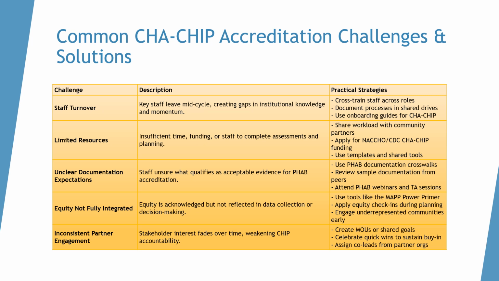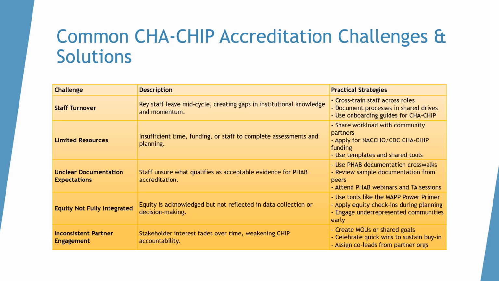So here are a few solutions that I've found helpful when navigating CHIP challenges. Cross-training staff, ensuring institutional knowledge doesn't disappear when someone leaves or retires. Leveraging community partnerships to expand your capacity for engagement, analysis, and implementation. Bring partners in. It's a collaborative process, so try to bring more people together, pool resources. That helps address limited resources and also staffing limitations. Use PHAB provided tools and mock reviews to clarify expectations before submitting documentation. So that's something that you can do when you're submitting your documentation.